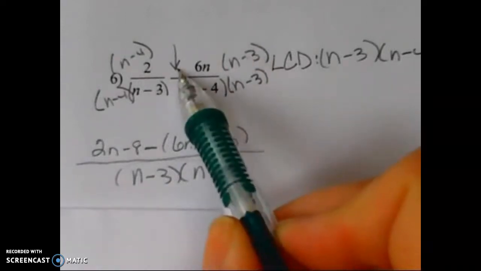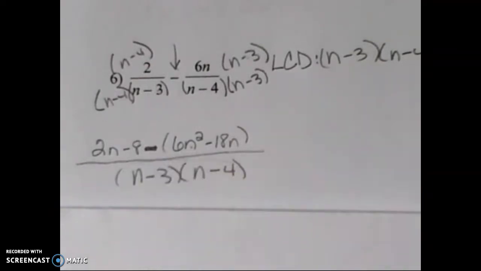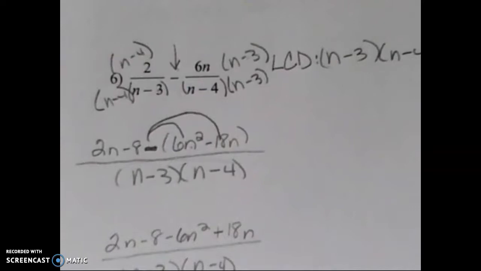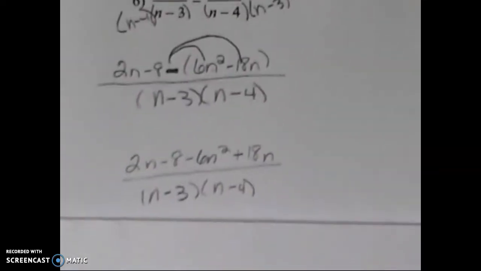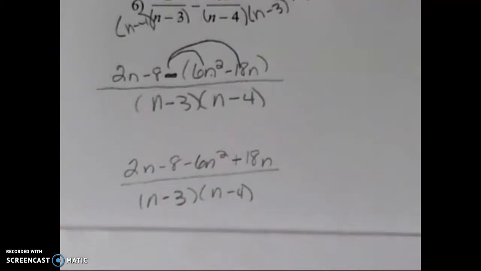So I put this arrow here so I would remember to bring down this minus sign. If this were a plus, you wouldn't have to do anything with this. You just write the plus and you're good to go. This minus has to be distributed to each term on the inside of the parentheses, and then you put your like terms together.